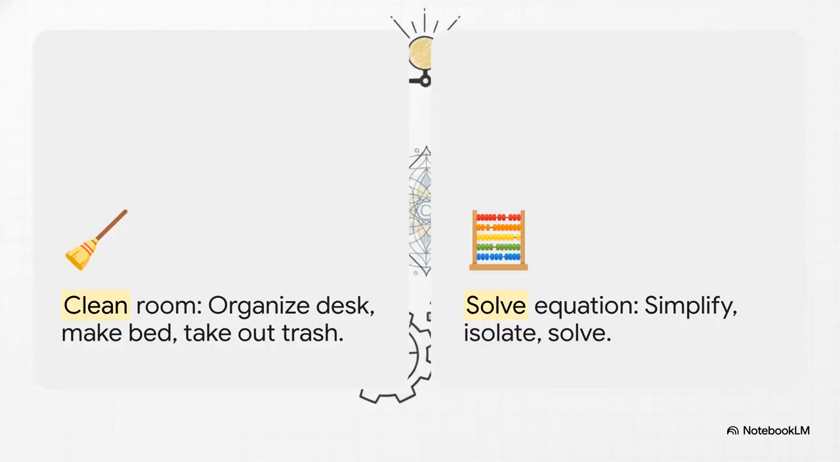Notice how perfectly cleaning a messy room compares to the math we are learning today. It's actually the exact same thing. Over on the left, we see that to clean a room, you first organize the desk, then you make the bed, and finally, you take out the trash. You are sorting things out before you finish the job. Well, solving an equation is literally that exact same process. You clean up the equation by simplifying it, then you isolate your variable, and then you solve. An equation is just a messy room, and we are just going to go in there and tidy it up.